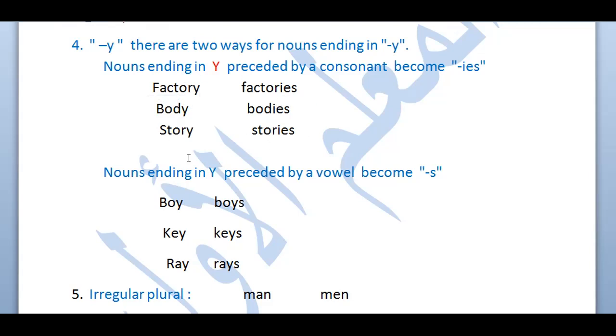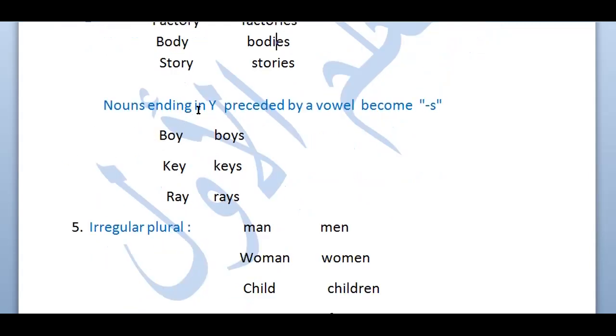The other way of nouns ending with Y is the nouns ending in Y preceded by a vowel, become S. So we put only S, okay? We use S only. So we do nothing. We just put S. For example, boy, boys, key, keys, array, arrays.